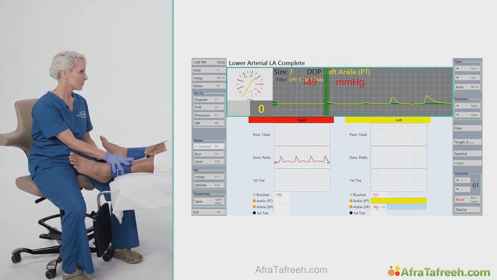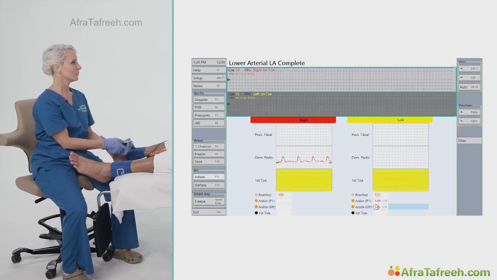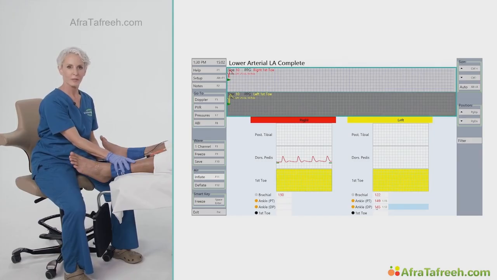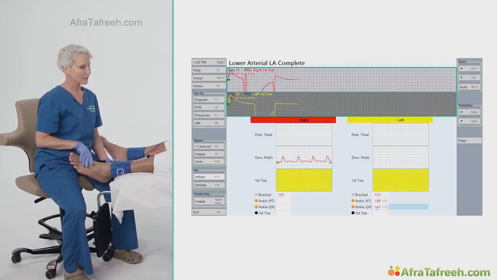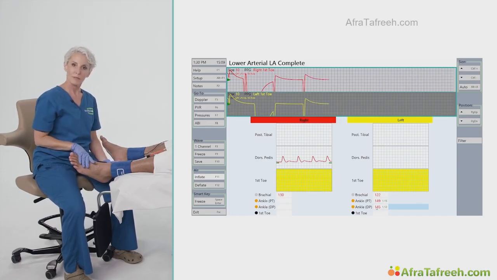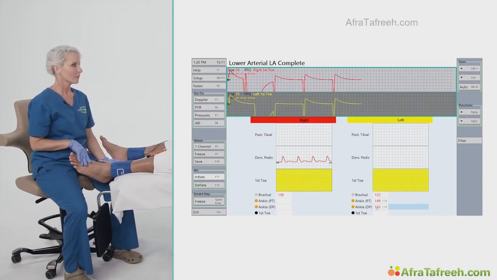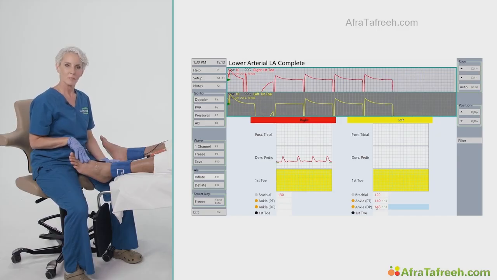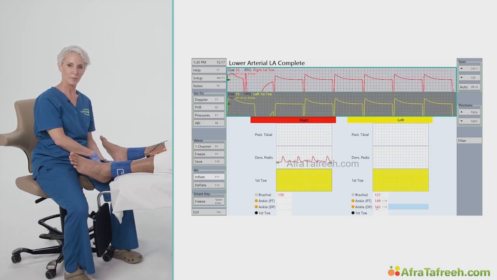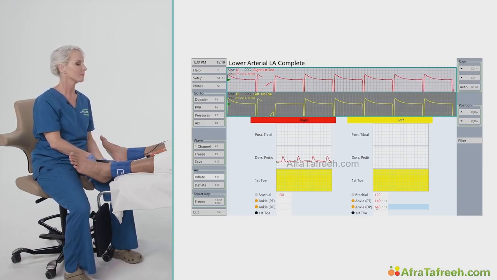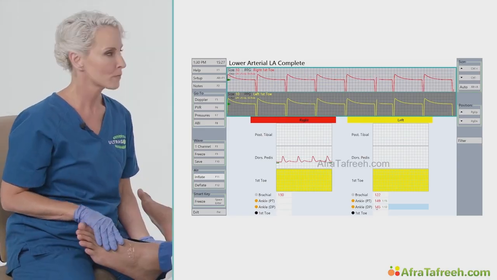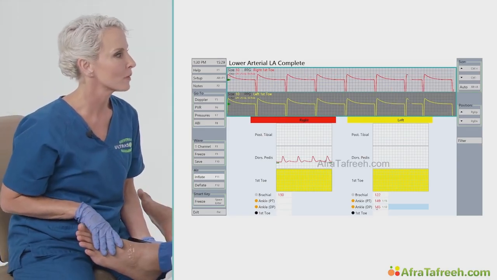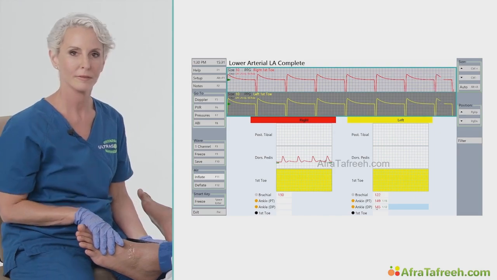So we have 2 pressure values of the left ankle. The posterior tibial artery yielded 149 millimeters of mercury, and the dorsalis pedis artery yielded 145 millimeters of mercury. So from here we will calculate the ankle-brachial index using the higher of these two, which is the posterior tibial artery, and dividing that into the arm pressure. The value of the ankle-brachial index on the left is 1.15.